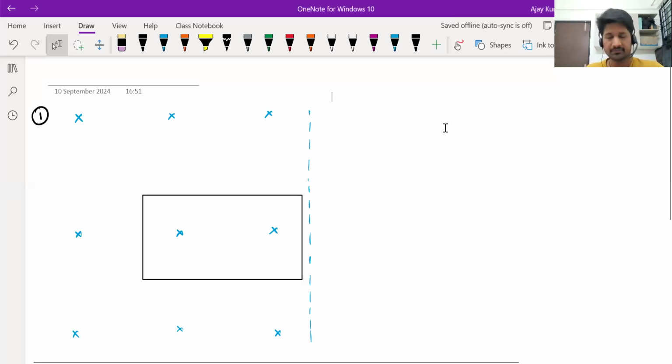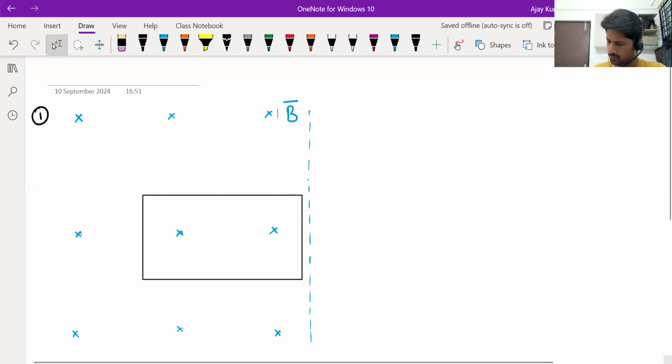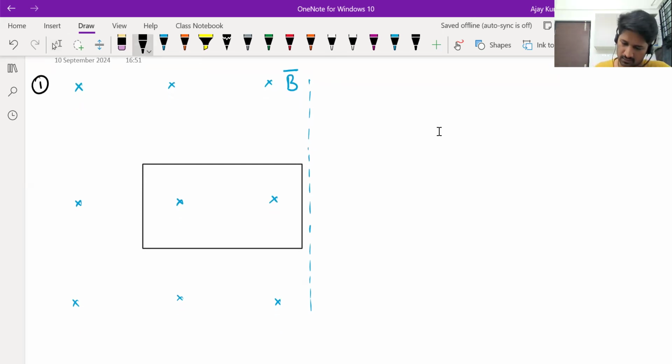So there's a certain region in which there is a uniform magnetic field. Okay, uniform and constant also. And you can see there is a rectangular loop here, a conducting loop. Initially, the loop is completely inside the magnetic field. Let's say this side is, okay, let's call this B. Call this side A.